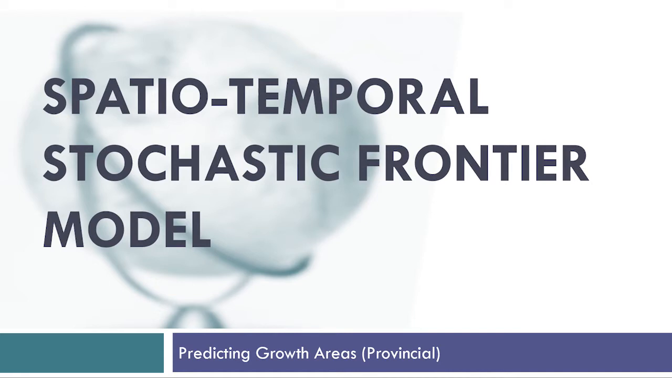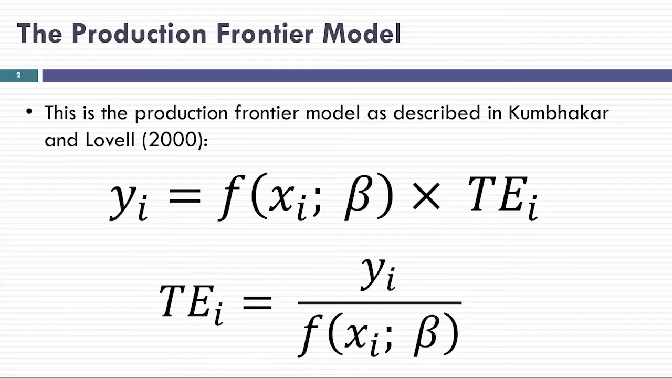The difference in the resulting output, even if we use the same amount of input, could be attributed to the efficiency of that area. With this in mind, aside from the input-output relationship, we also considered estimating and accounting for what we call the technical efficiency in this model. This is called the production frontier model.